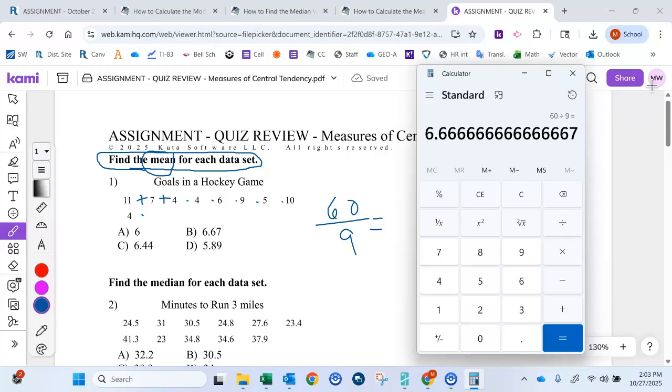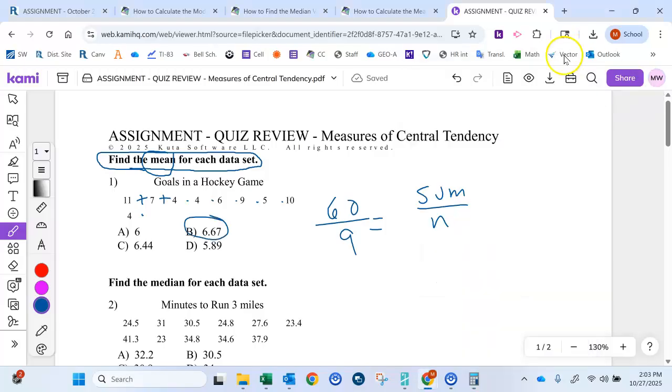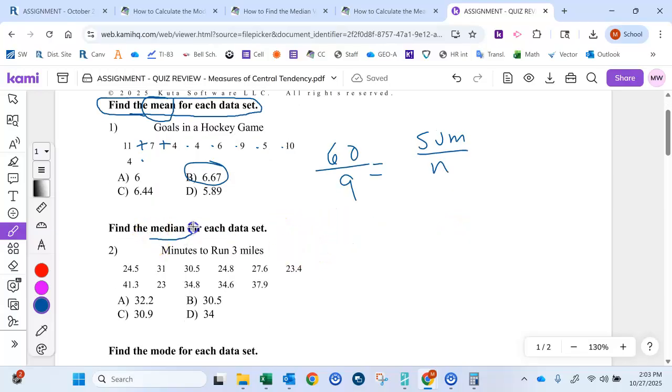That rounds to, pick the closest one to 6.67, okay? So that's how you do the mean. The next thing we're going to do is the median.